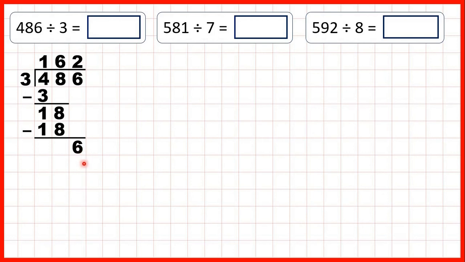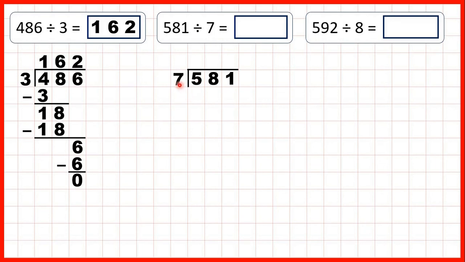But to make it clear that we don't have any remainder, we can still subtract to get 0. So this 0 here tells us that we don't have a remainder, so our answer is up here. Our answer is 162. Now we have 581 divided by 7.